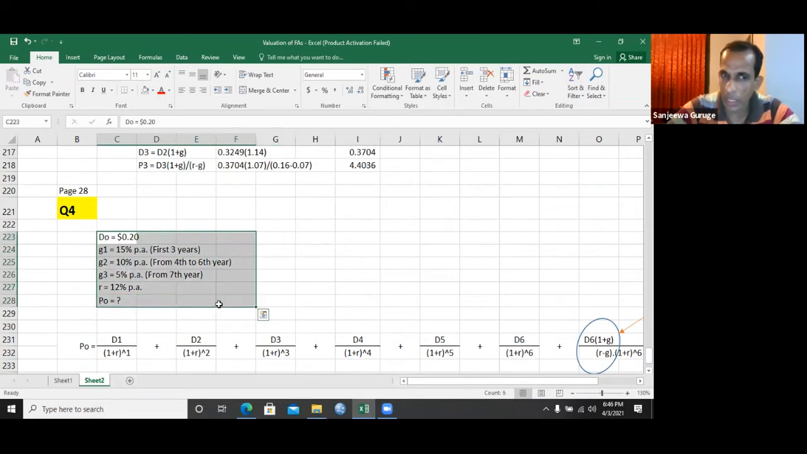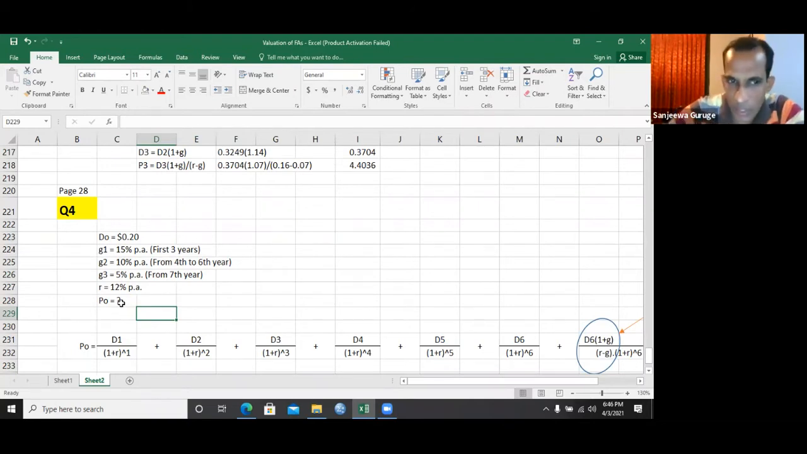The current dividend is $0.2, and the dividend estimates are given. They have estimated the dividend will grow at 15% for 3 years, 10% for the next 3 years, and after that 5%, that is the constant growth. And then we need to calculate the price if the required rate of return is 12%.